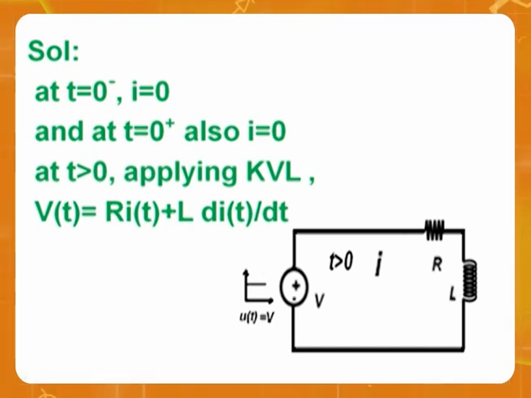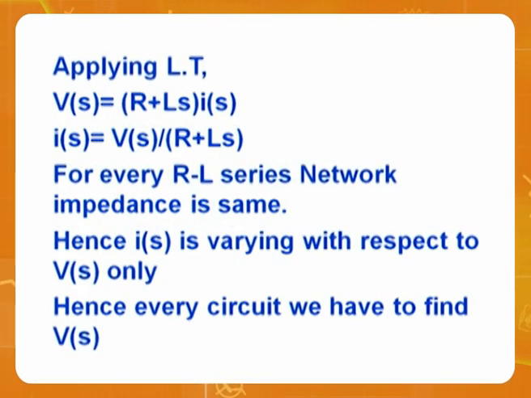Then we have to take the Laplace transform. V of t will become V of s equals R plus Ls into I of s. Actually, I of 0 also should be mentioned here, but that is 0. So I of s is equal to V of s by R plus Ls. For every RL circuit, the network impedance is the same. You can simply say R plus Ls.